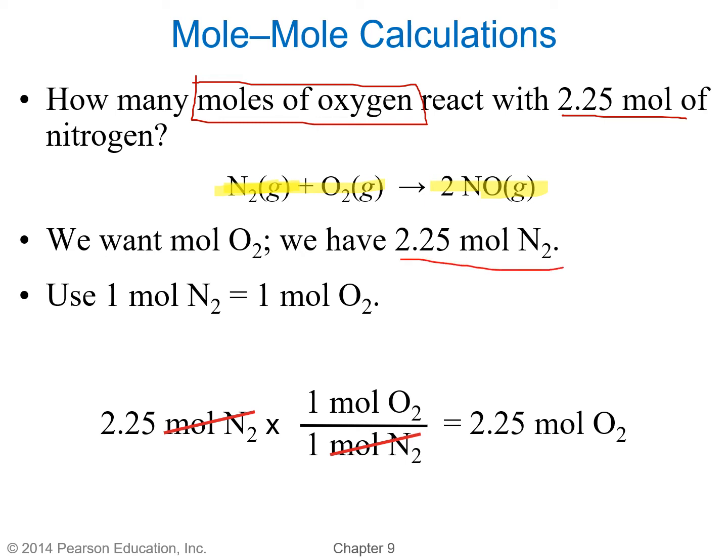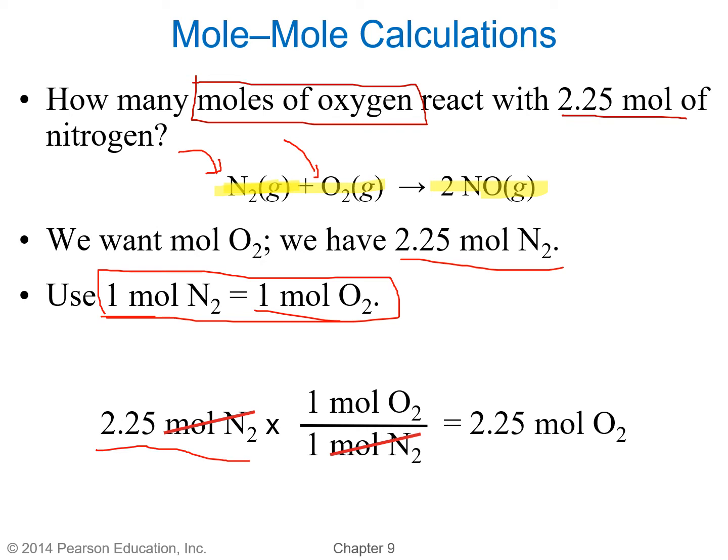So what is the relationship between what we have and what we want? To see that relationship, we need to look for the coefficients of the balanced chemical equation. So the coefficient in front of nitrogen is 1, coefficient in front of oxygen is 1. So we use this relationship, 1 mole of nitrogen over 1 mole of oxygen. Setting up our problem, 2.25 moles of nitrogen times moles of nitrogen on the bottom, moles of oxygen on the top. Moles of nitrogen and moles of nitrogen cancel out, leaving us with the answer converted to moles of oxygen. And it's the same number because it's a 1-to-1 ratio.